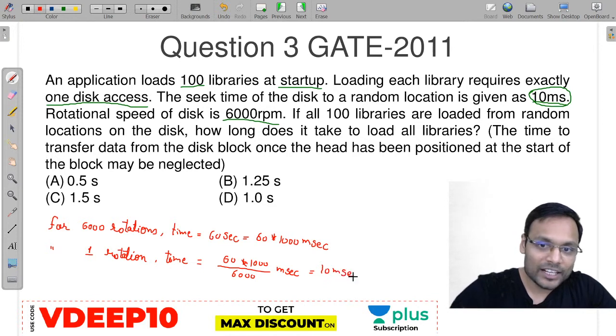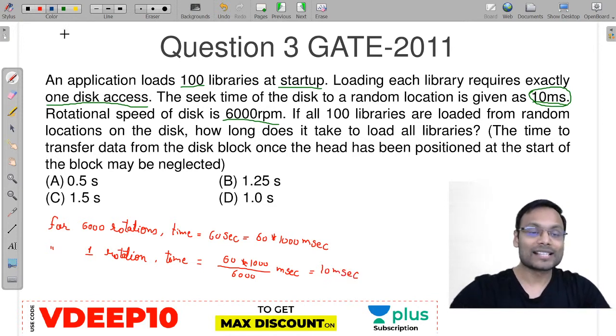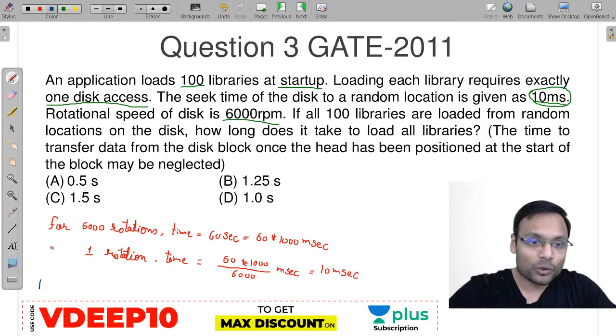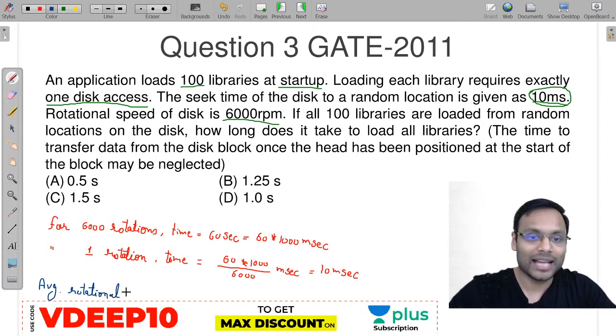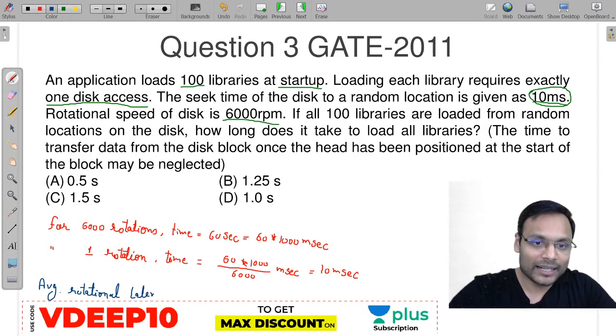If 10 milliseconds is one rotation time, then as I told you, the average rotational latency will be how much? The average rotational latency will be equal to half of this one rotation time. So the average rotational latency is equal to 10 by 2, which is 5 milliseconds.